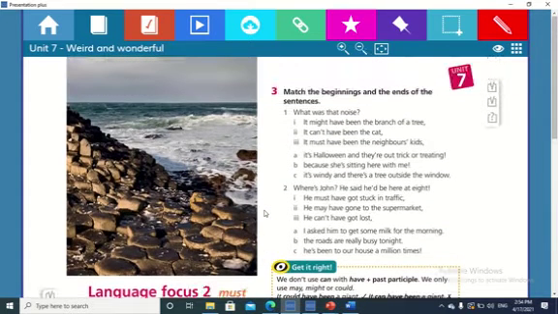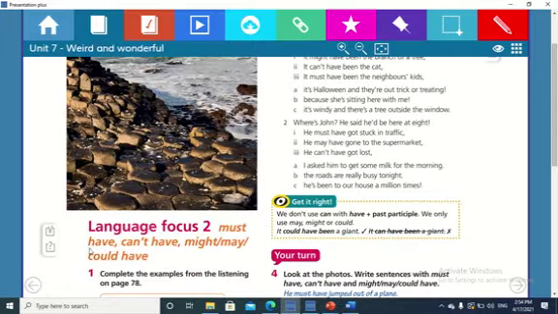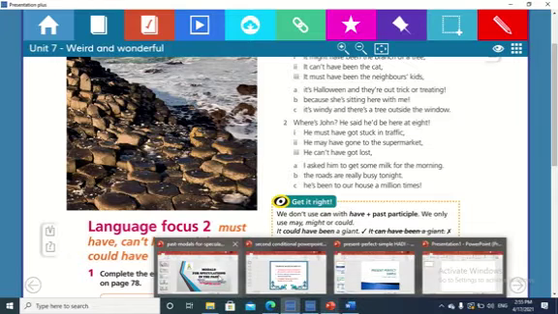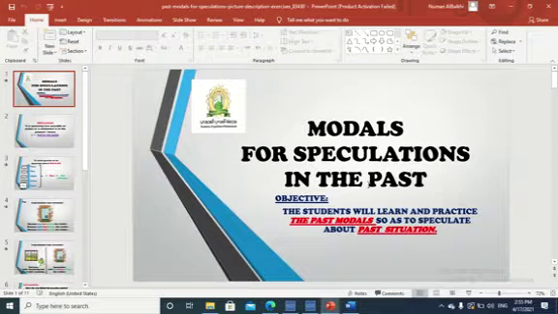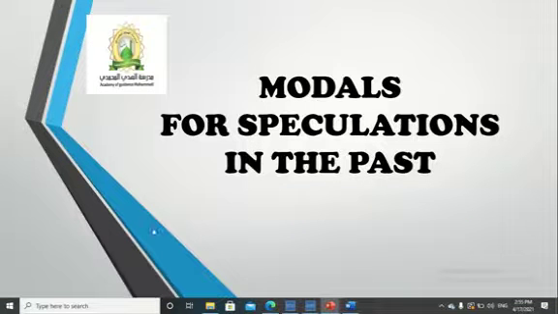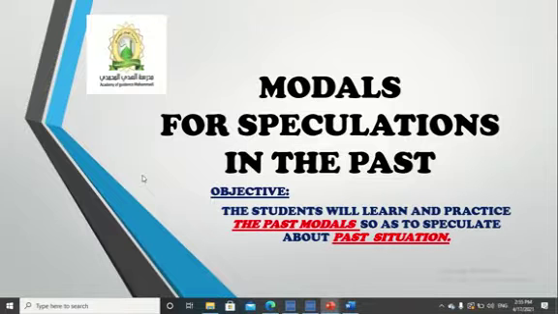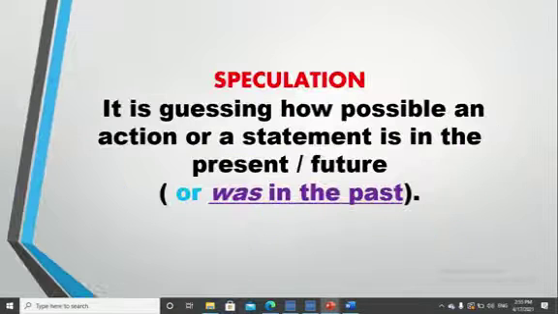Let's start with this short presentation about the use of these modals, namely must have, can't have, might, may, and could have, of course, to give possibility or speculation about the past tense. Okay, so let's start with this short presentation. These are modals for speculations in the past. Let's start from the beginning. So the objective is the students will learn and practice the past modals so as to speculate about past situations.